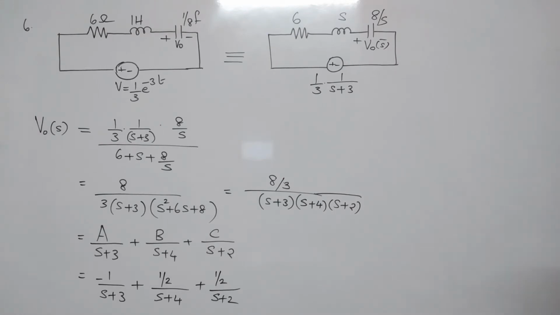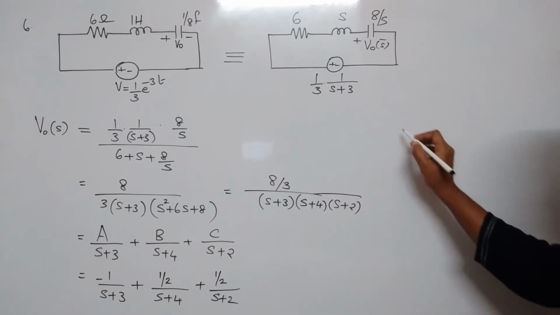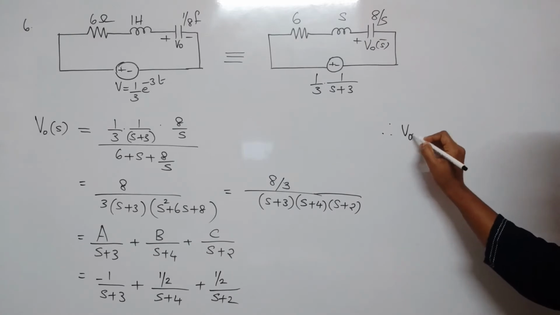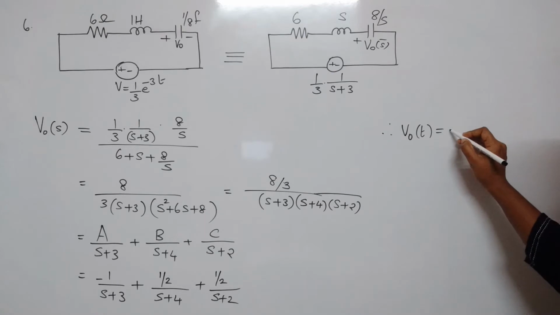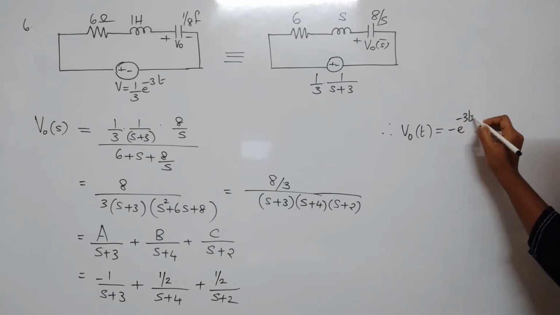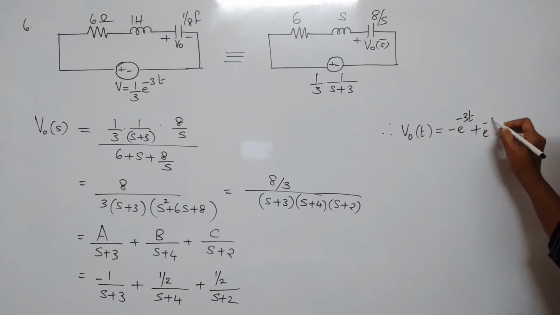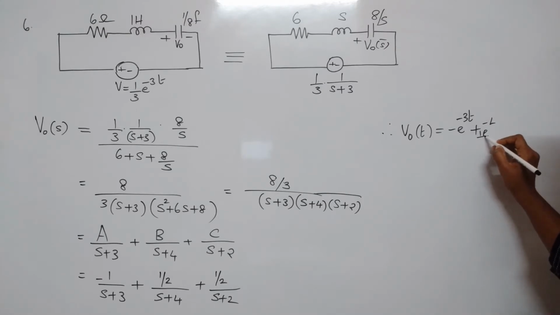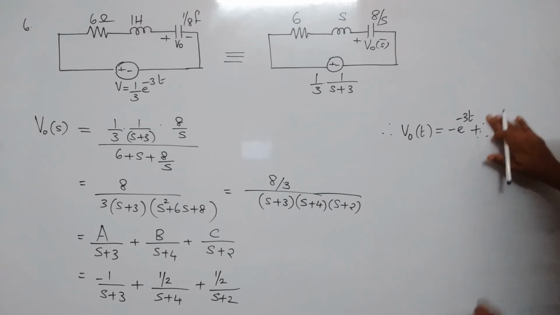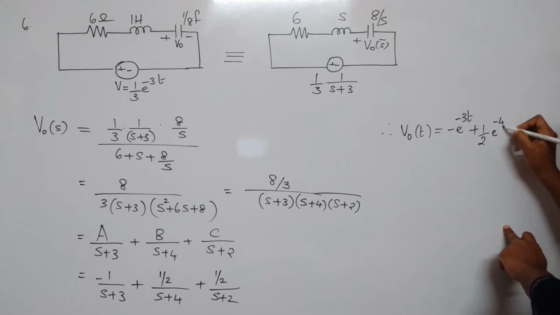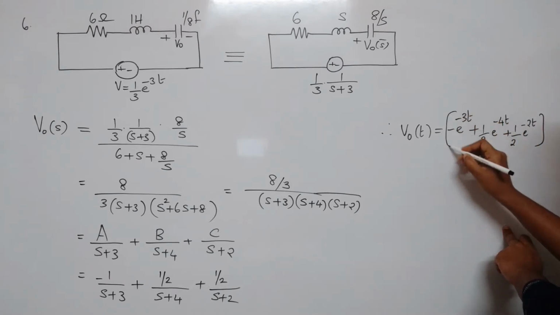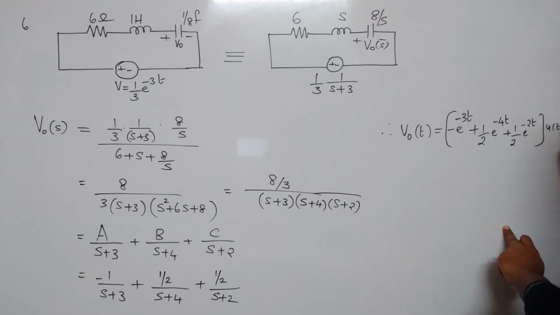Now we can directly write the inverse. Therefore, V naught of t equals minus e raised to minus 3t plus half into e raised to minus 4t, plus half into e raised to minus 2t, whole into u of t.